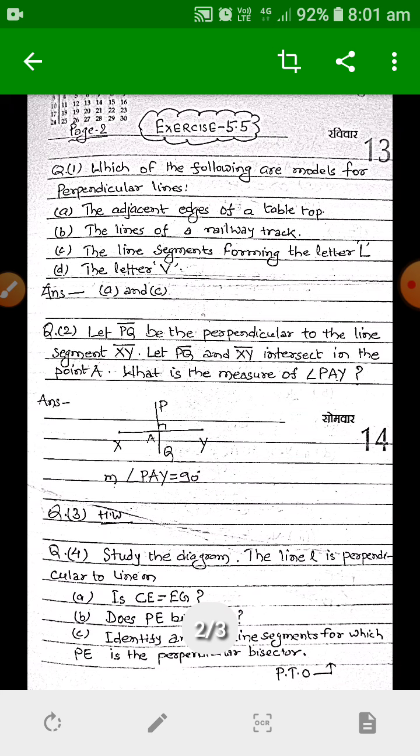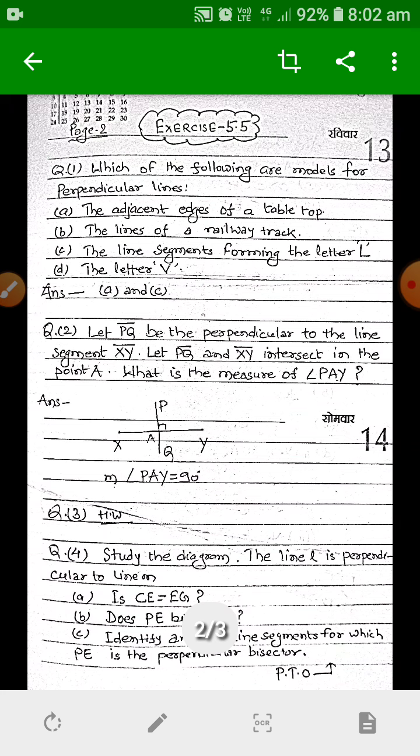Let us start to solve exercise 5.5. Question 1 is, which of the following are models for perpendicular lines? A. The adjacent edges of a tabletop. B. The lines of a railway track. C. The line segments forming the letter L. D. The letter B. Here we have to identify the models in which there is formation of perpendicular lines.